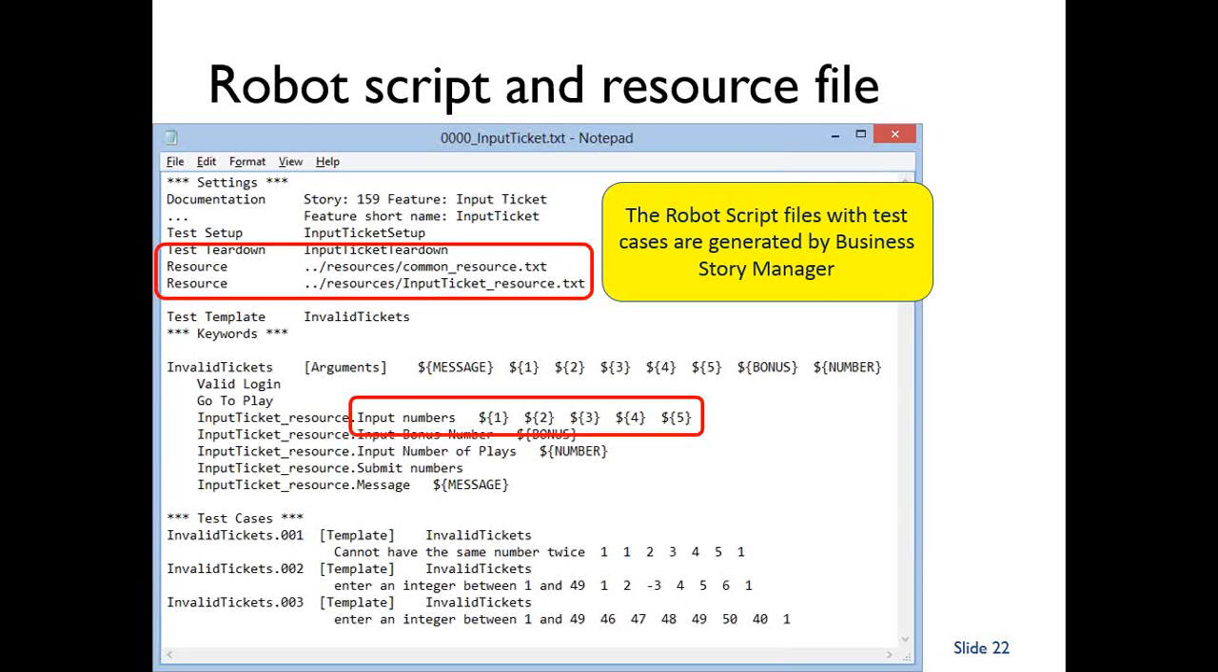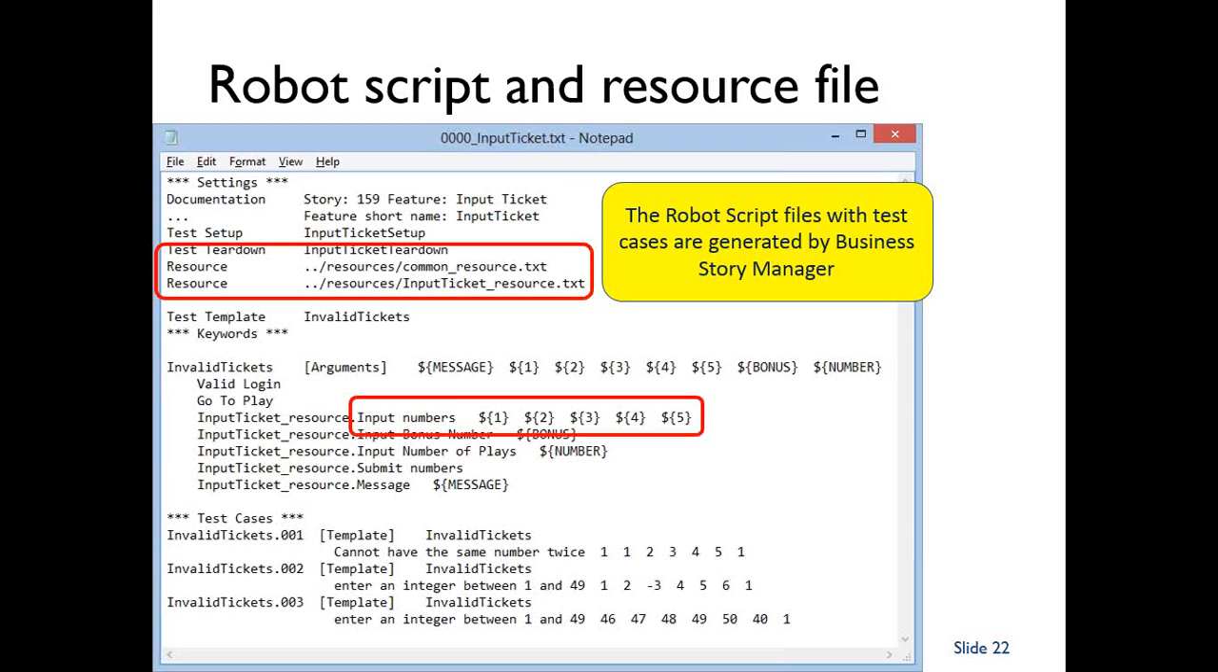Now you can also see in this file towards the top that every test case will reference the common resource file and a resource file which is unique to this test case file. So this is input ticket.txt. It references the input ticket underscore resource.txt file. And that's how the structure is applied.